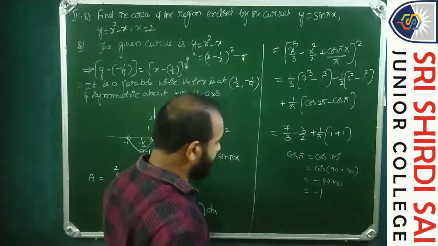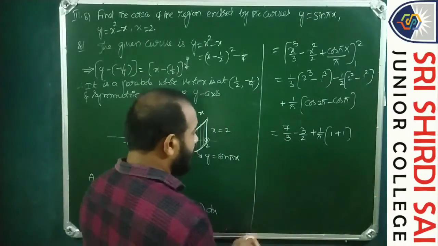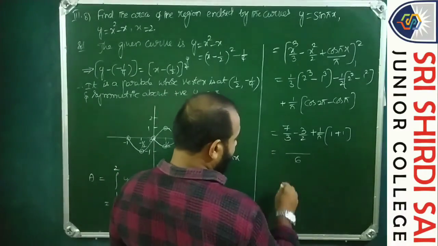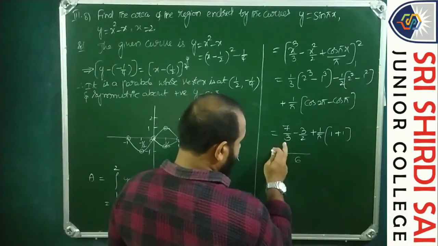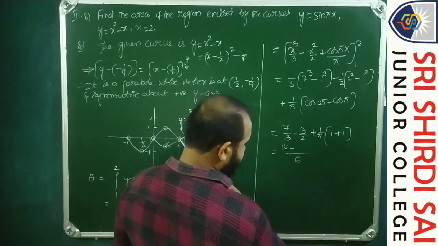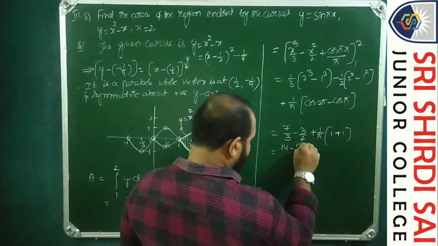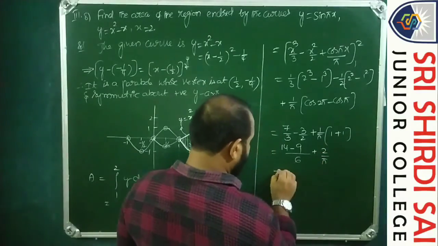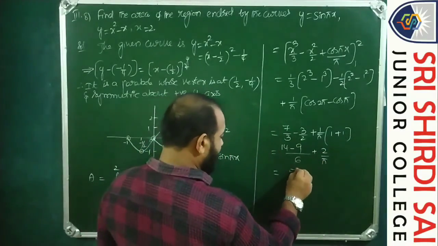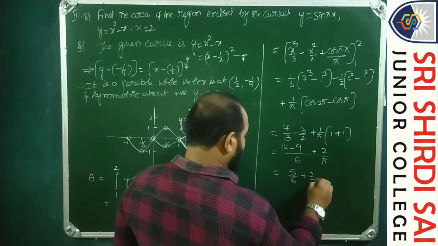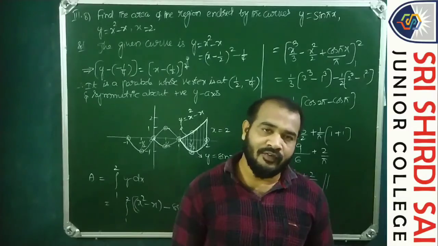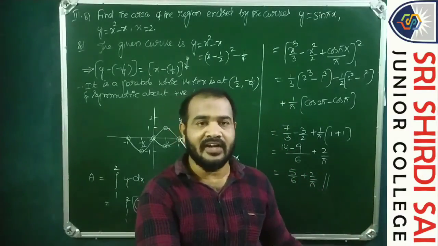So that is equal to, if you find the LCM here, 3 twos are 6: 7 twos are 14 minus 3 threes are 9, plus 1 plus 1, 2/π. This is equal to 14 minus 9 is 5/6 plus 2/π square units. With this, we will wind up the definite integrals chapter.